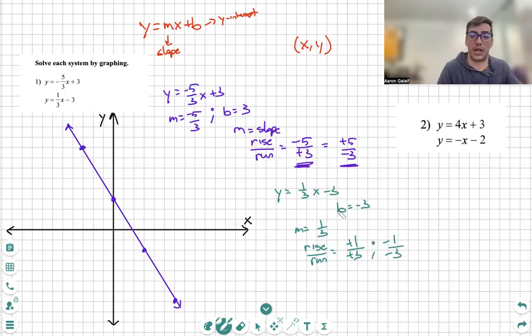So let's apply. My B is -3, 1, 2, 3. We apply the slope, go up 1 over 3, 1, 2, 3. Again, up 1 over 3, 1, 2, 3. Let's go to the left side. We're going to go down 1 and then left 3, 1, 2, 3, because it's -1, -3. And another way to think about it, it just kind of continues the line.